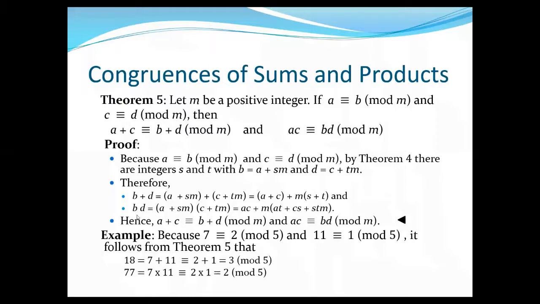Now, let's have an example. 7 is congruent to 2 mod 5 and 11 is congruent to 1 mod 5. Is that right? 7 minus 2 is 5. Mod 5, the result is 1. 11 minus 1 is 10. Mod 5, we have 2. So the equation is correct. Now let's apply theorem number 5.